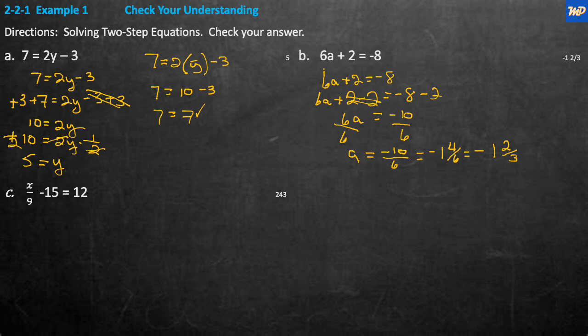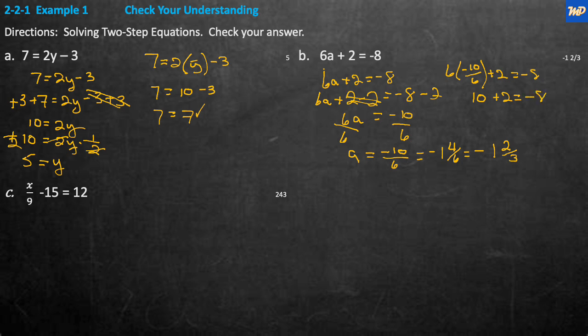let's hopefully have enough room. 6 times, I'm going to go back to the negative 10 sixths, negative 10 sixths, plus 2 equals negative 8. So what is 6 times negative 10? It's negative 60. Divided by 6 is 10, right? So is 10, okay, I'll go with this, plus 2 is equal to negative 8.